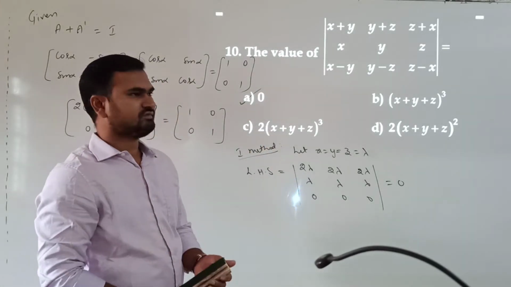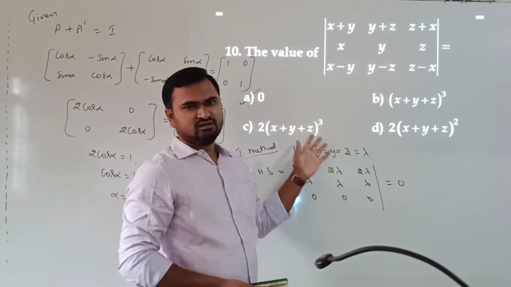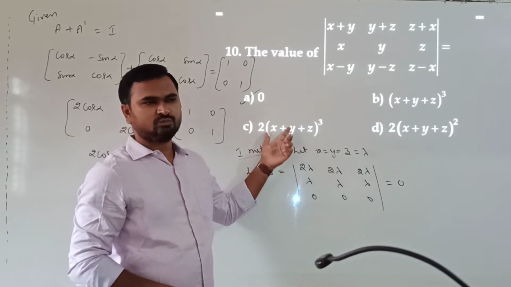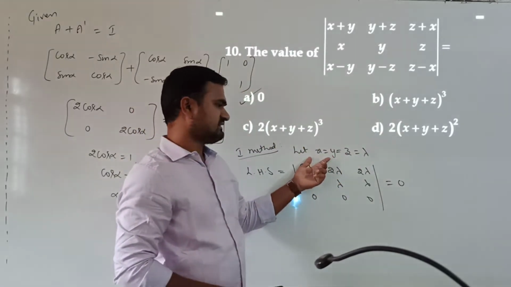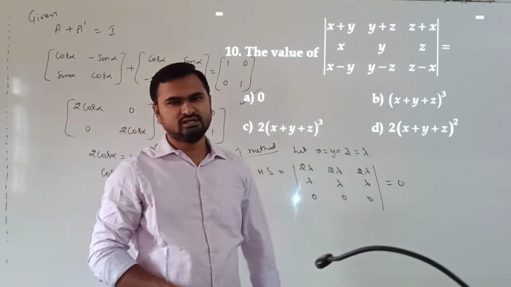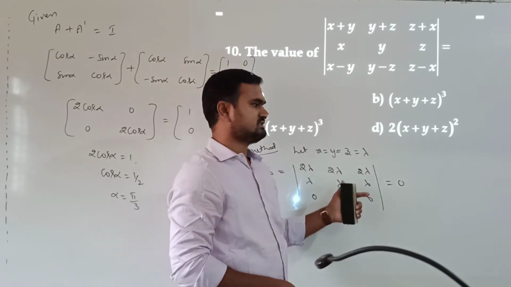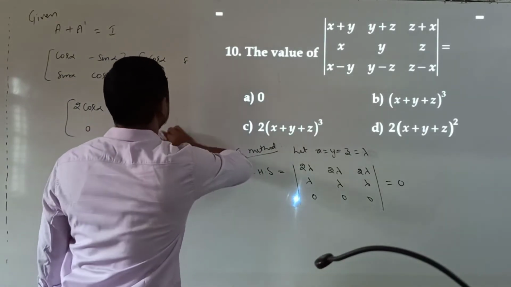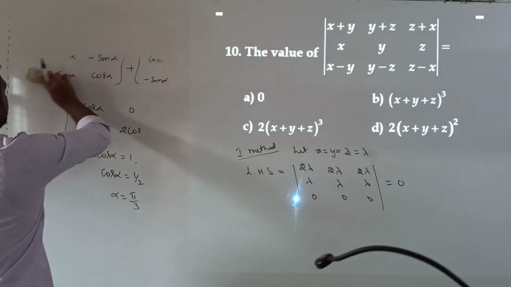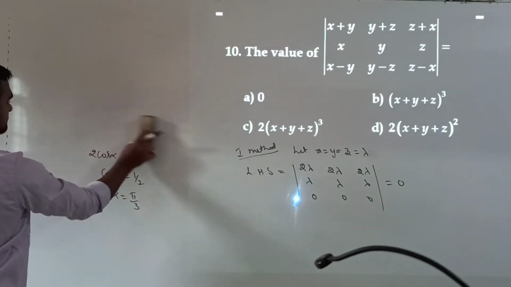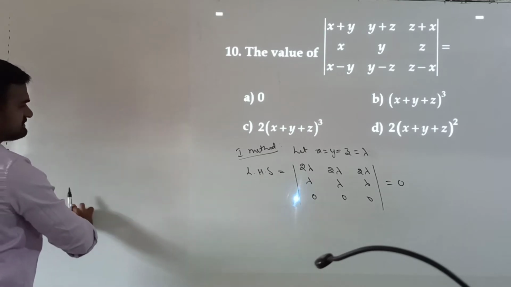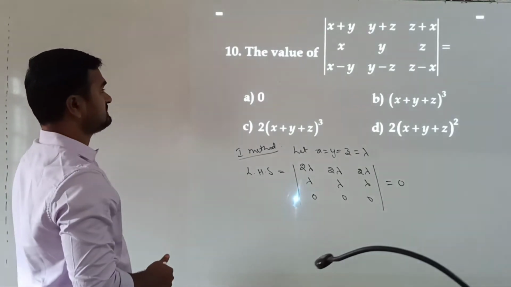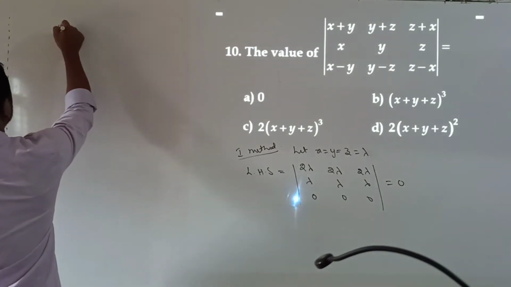So for solving this type of determinants, usually we take the verification first by taking all values as equal. If more than one satisfies, then we take some different values and see which option will be satisfied. Okay, this is one method. Another method is solving directly. How to solve directly? To simplify the determinant, we'll be using the properties of determinant. Okay, so let us use the properties of determinant.